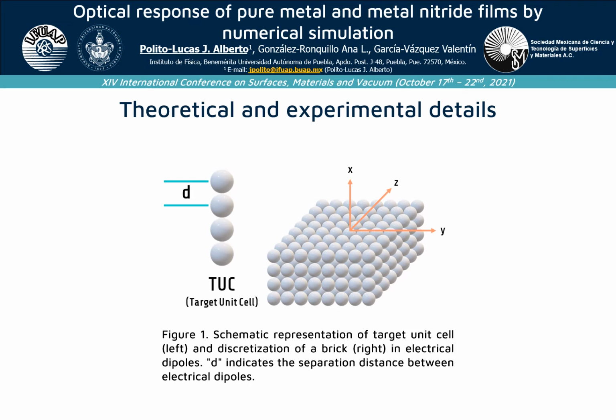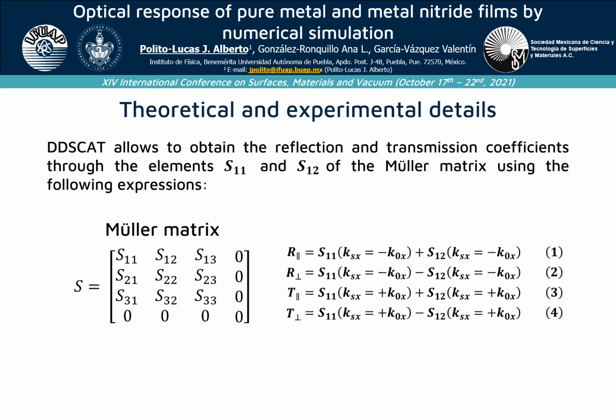Discrete dipole approximation consists of discretizing a target into electrical dipoles. This target can range from a macroscopic object to one on the order of nanometers. A first approximation is to consider a target unit cell, TUC, which will be repeated in space by means of periodic boundary conditions. DDSCAT allows us to obtain the reflection and transmission coefficients through the elements S11 and S12 of the Mueller matrix. Expressions 1 to 4 show the analytical form of the reflection and transmission coefficients, parallel and perpendicular with respect to the target surface.